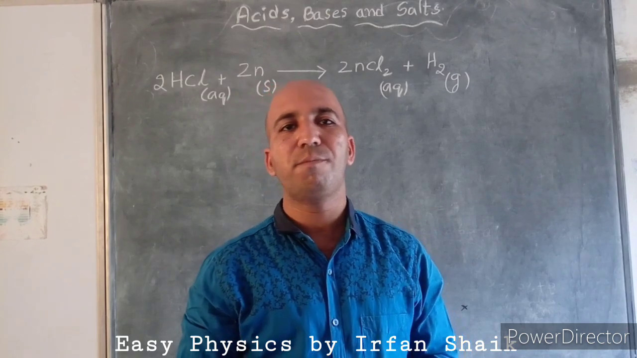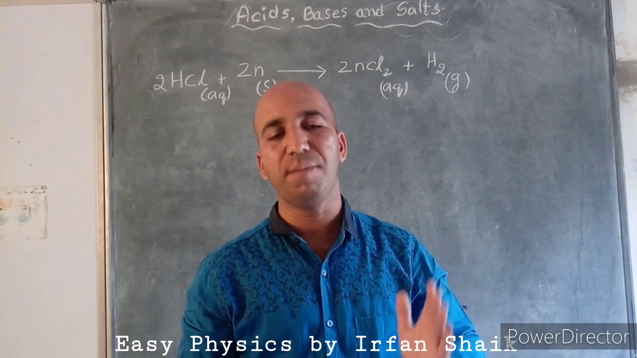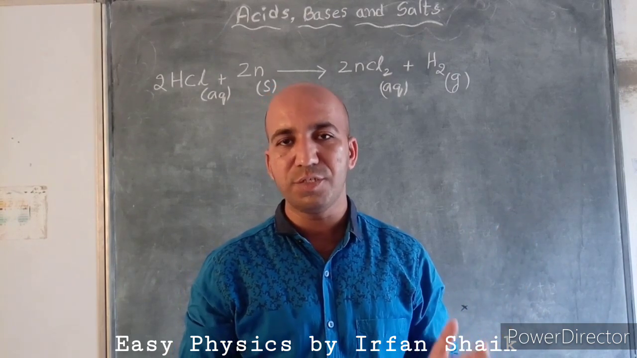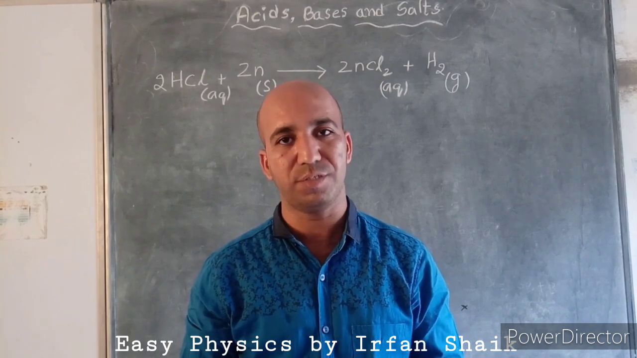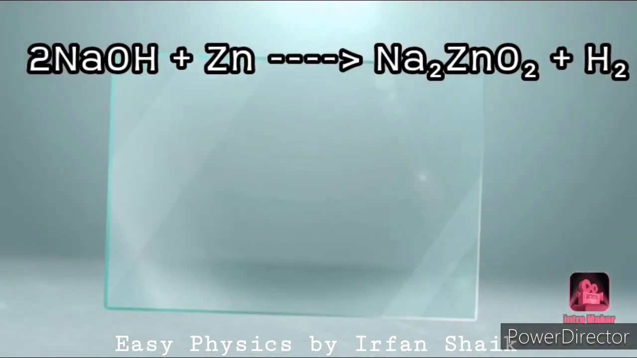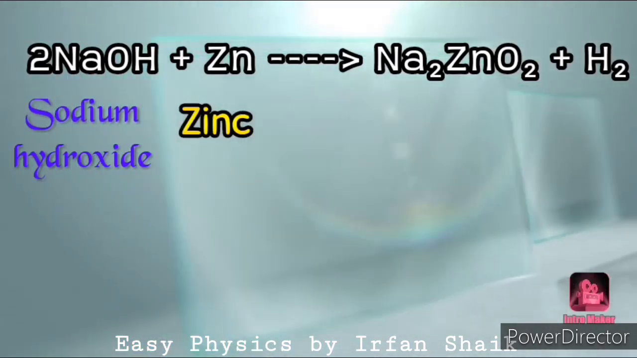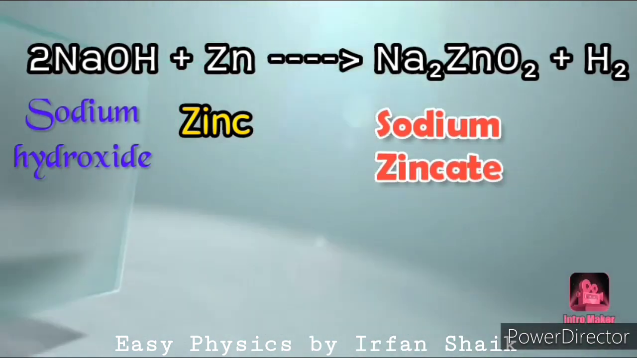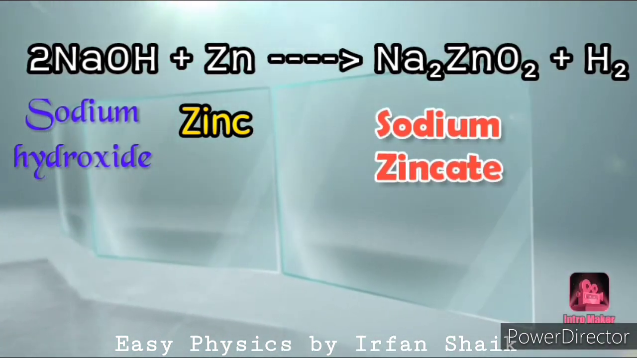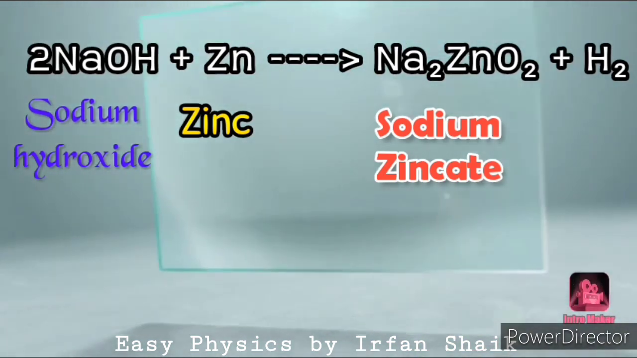And one more important point to remember is that this is an exothermic chemical reaction. That means in this reaction some amount of heat energy will be released. Similarly, when a base reacts with a metal, it also releases hydrogen gas. Here we have taken sodium hydroxide and it is reacting with zinc to form sodium zincate and to liberate hydrogen gas.